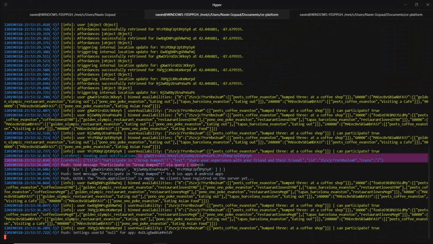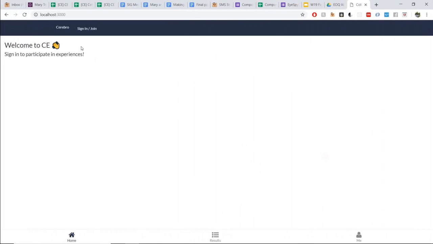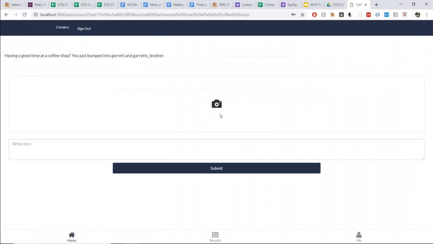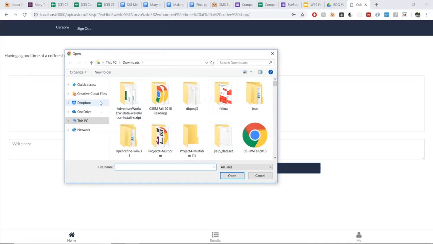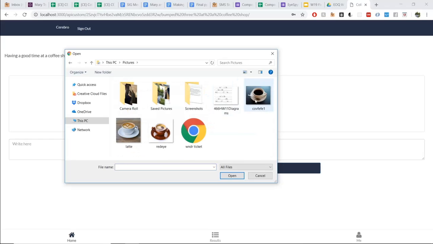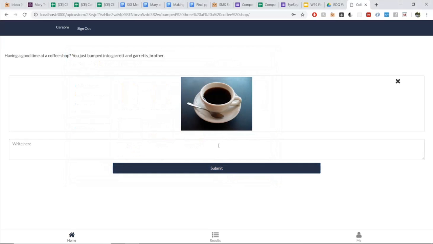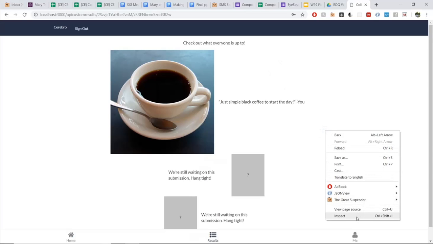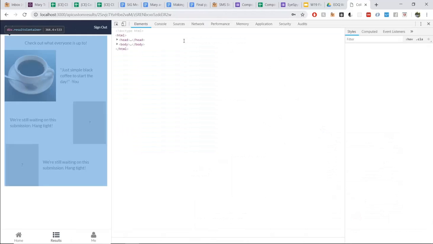So we see that the group bump experience here has been triggered. We can go ahead and see which users have been put into that. So we see that Josh has bumped into Garrett and Josh's brother, and Garrett's brother rather. So we can go ahead and submit a picture of coffee. And we can put a caption like, "Just simple black coffee to start the day." As we submit, we can see that this has been put into the experience, and the user can see the sort of results so far.